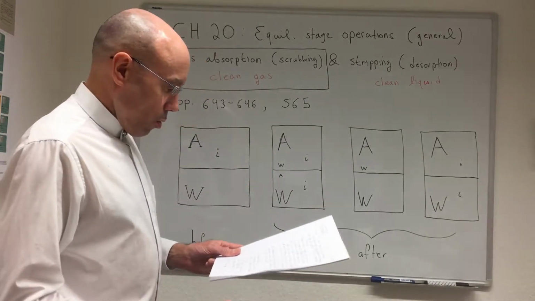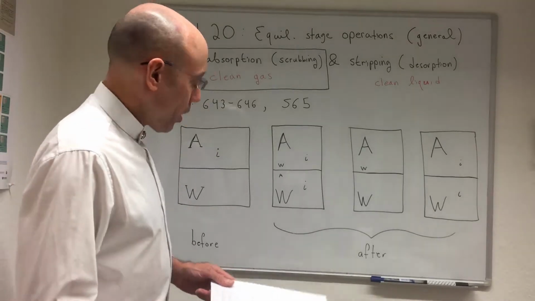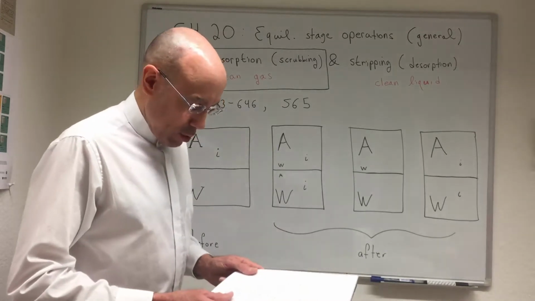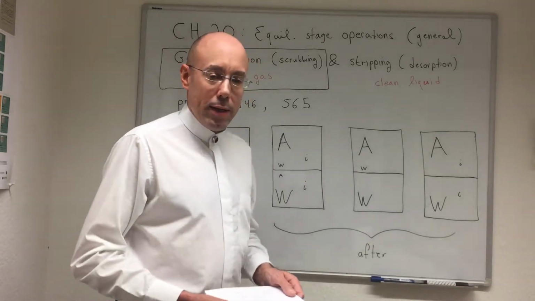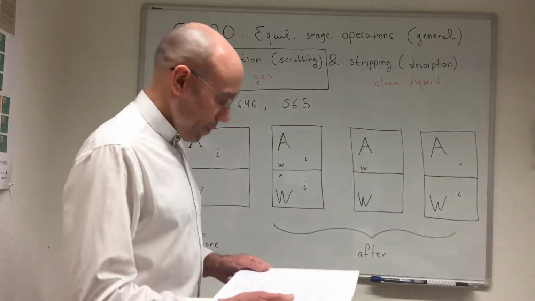What's another example? Well, maybe we're making some kind of a biofuel, and we're trying to get, say, carbon dioxide or water out of some natural gas, and you might do that by absorbing the CO2 or the water with an amine.